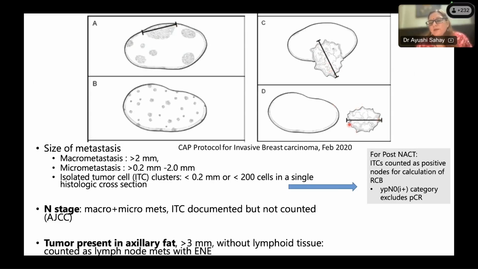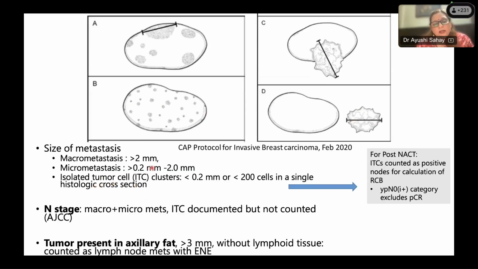Or even if it is present completely outside a lymph node, in the fat, what in other sites is sometimes called a soft tissue deposit. In the breast, if it is more than 3 mm, it is considered as part of a lymph node with extranodal extension, so it is counted in the lymph node. Sometimes you can have a complete node with tiny deposits all across. In that case, you can take the size of the node as the size of the metastatic carcinoma. So you have to remember the definitions: which is macro, which is micro, and what are isolated tumor cells.